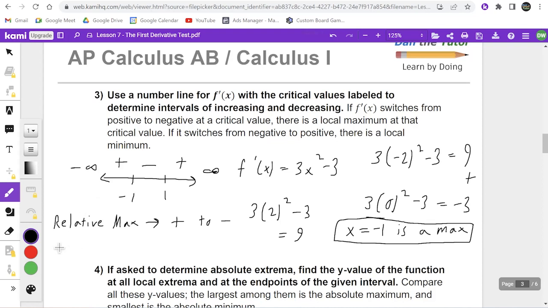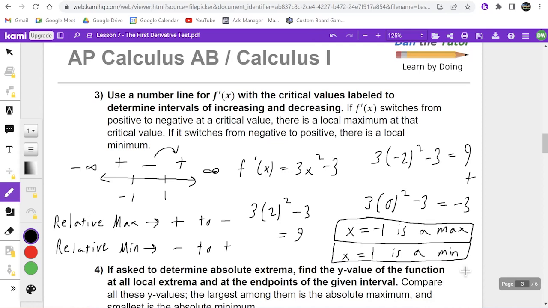And then if I want to know what a relative minimum is, it's probably going to be the opposite. It's going to be a negative followed by a positive. And that's exactly what's going on at the point 1. To the left of it, it's negative. To the right of it, it's positive. So for that reason, it's a relative min at positive 1. X equals 1 is a minimum.